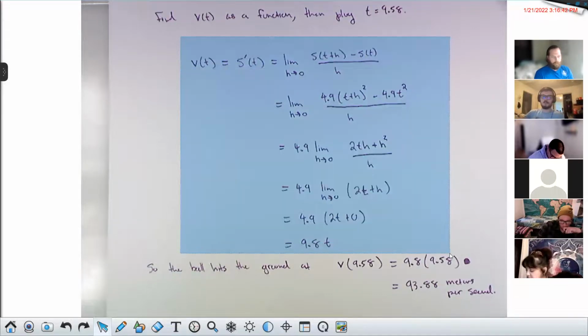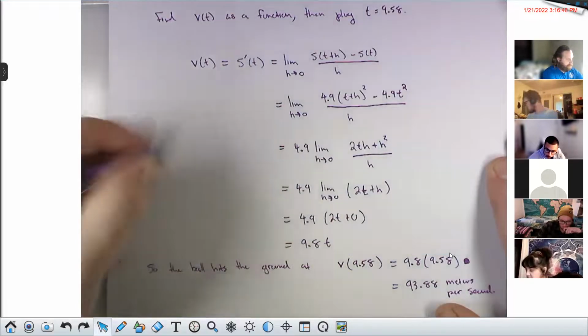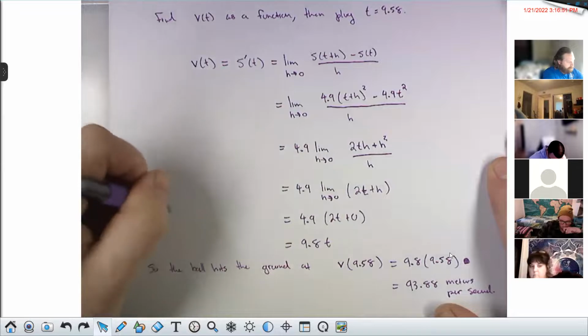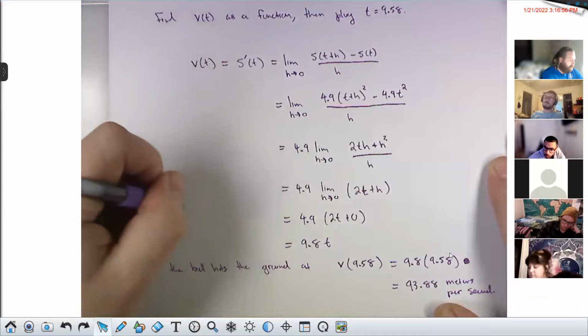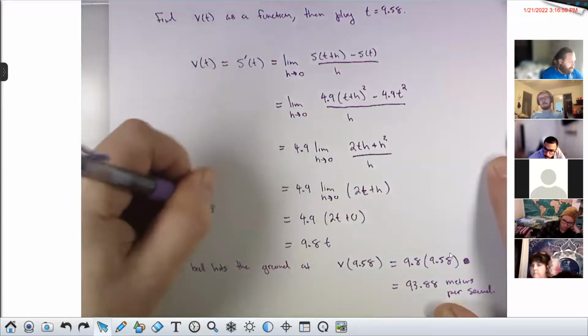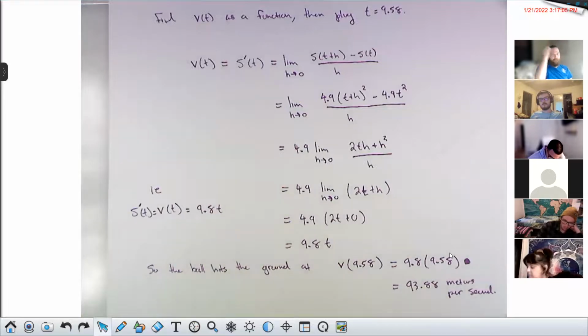So all of this work, what this tells us is that the velocity function, which is the derivative of the position function, is 9.8 times t. That's what we discovered over in this limit work here. And that is what it looks like. That's your derivative. But instead of a specific value from the derivative, instead of a number, it is a whole ass function. And you know what that means? It's got a graph.